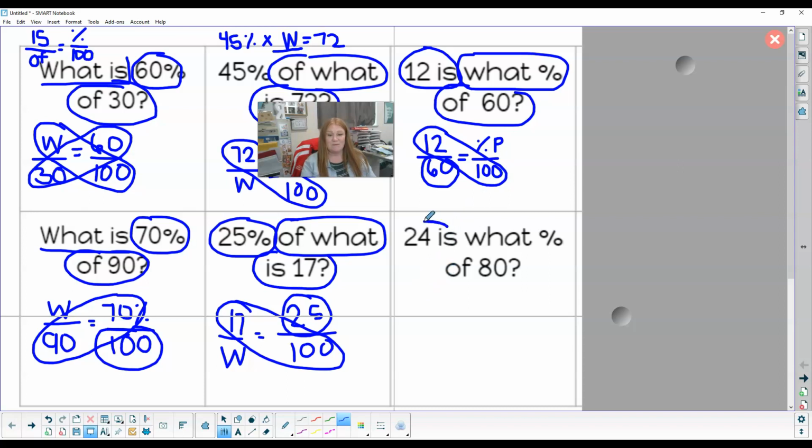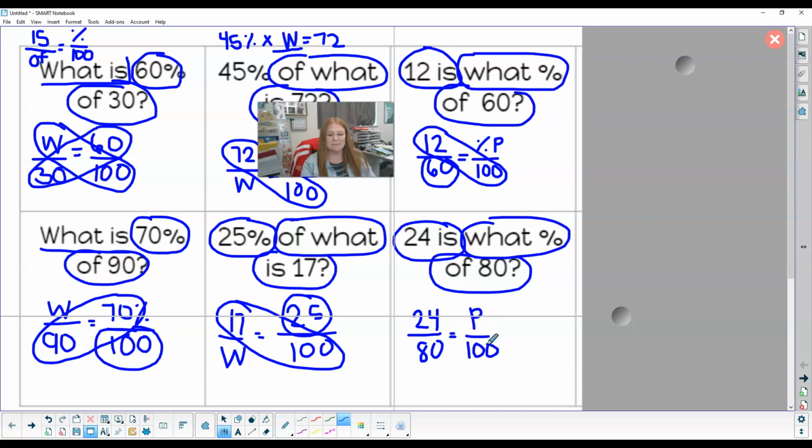Here we have 24 is what percent of 80? So I want to see these three parts here. 24 is out of 80, and I'm looking for the percent of that. So what percent out of 100 is that? So here we can cross multiply and then divide by 80.